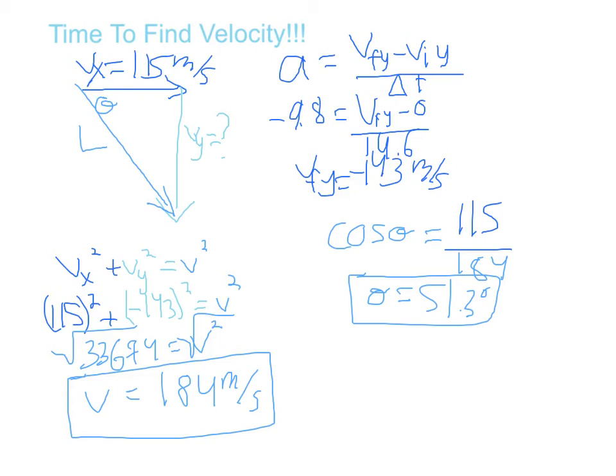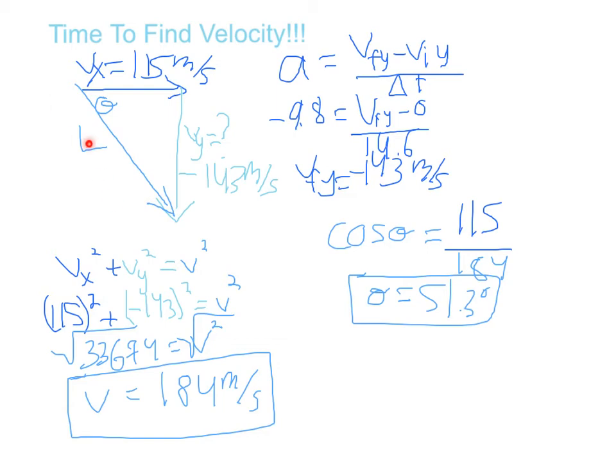Then when you solve that, just do the algebra and multiply negative 9.8 times 14.6. You get that the velocity in the y direction is negative 143 meters per second. So you can write that in over here, that we know now, that is negative 143 meters per second.